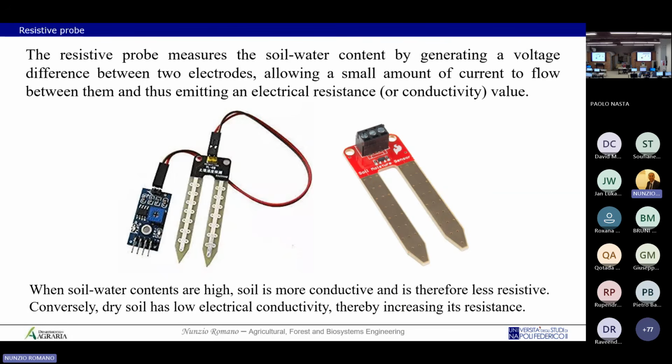So this kind of probe is useful if you want to have a rough idea if the soil is relatively wet, or if the soil is becoming drier and drier, so you need to water your plant.